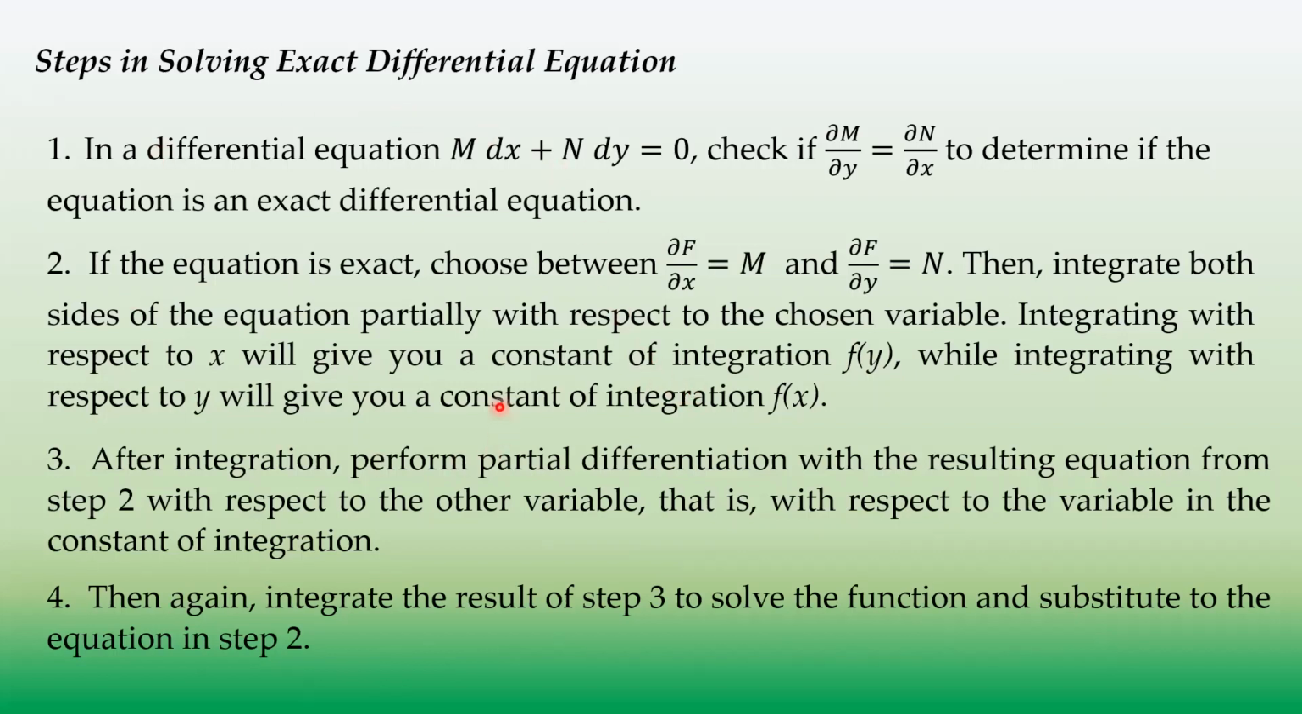Sige, para mas makita natin gagawin, solve tayo ng problem. Okay, so number 1. So we're going to find the general solution of the following differential equations. So we have the quantity xy squared plus y minus x dx plus the quantity x squared y plus x minus y dy equals 0.